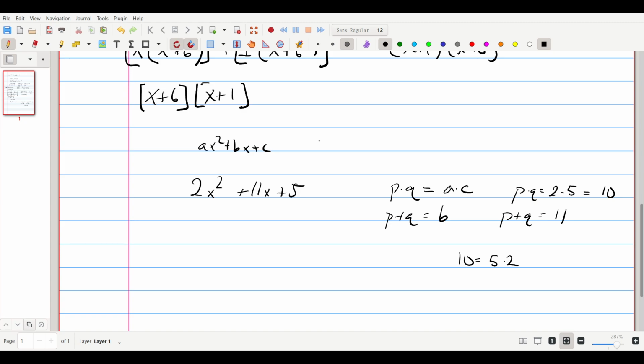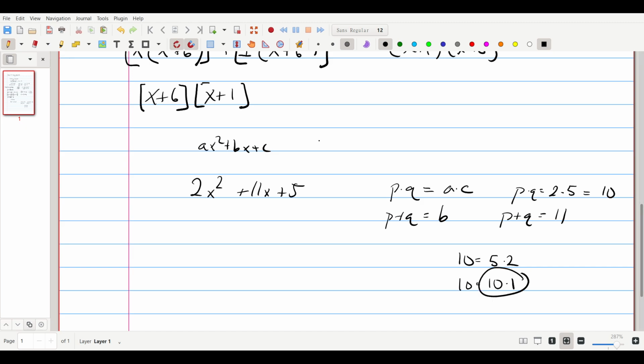Okay, is there anything else? No, that's basically it because 5 and 2 are both prime, but we also have the trivial one, which is 1 in itself, right? 1 and 10. Do either of these add up to 11? Because that's what we're looking for, right? Both of these multiply to 10. Which one of these adds up to 11, right?